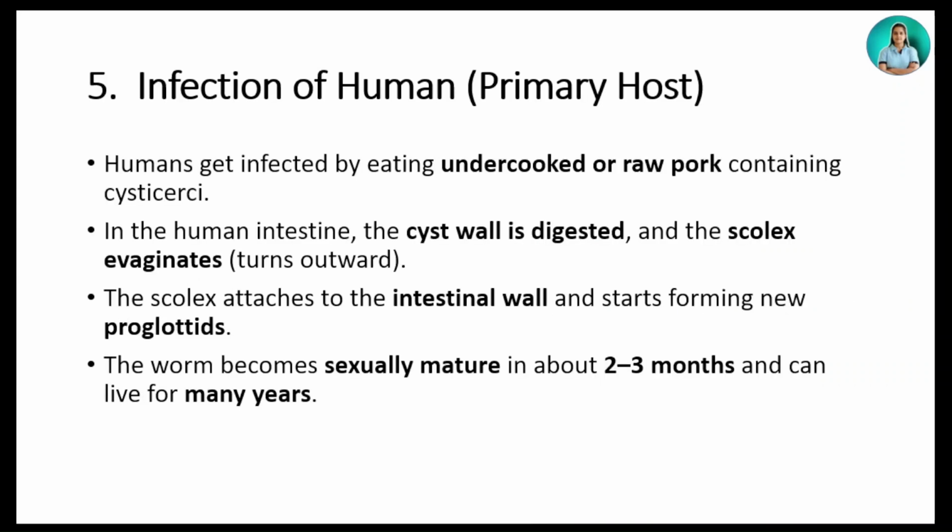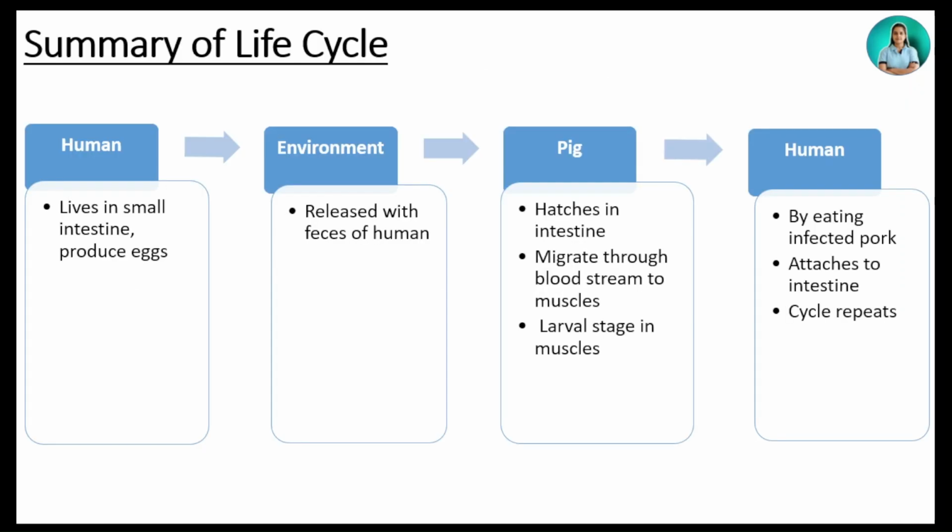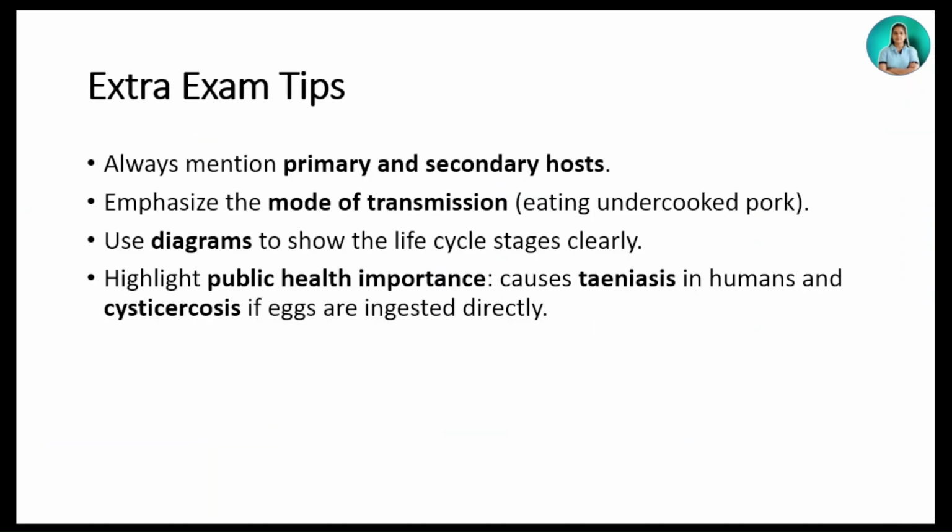And the scolex attaches to the intestinal wall and starts forming new proglottids. The worm becomes sexually mature in about 2 to 3 months and can live for many years. Here is the summary of the life cycle. Here are the extra exam tips. You can follow these tips in the exam for getting good marks.